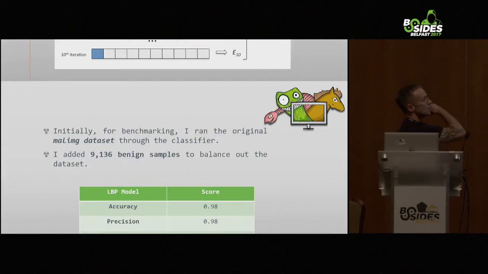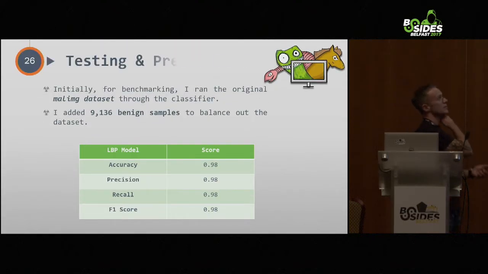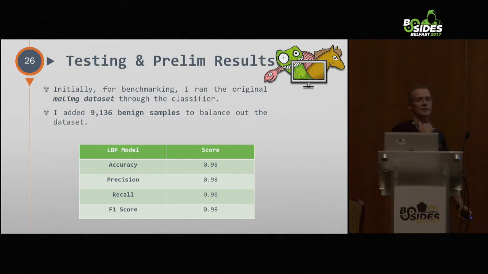So initially for benchmarking, I ran it against the mal-image dataset classifier, but I added in extra samples. I added in some benign samples, taken mainly from Windows 7 machines. So it brought the total up to around 20,000 or so.